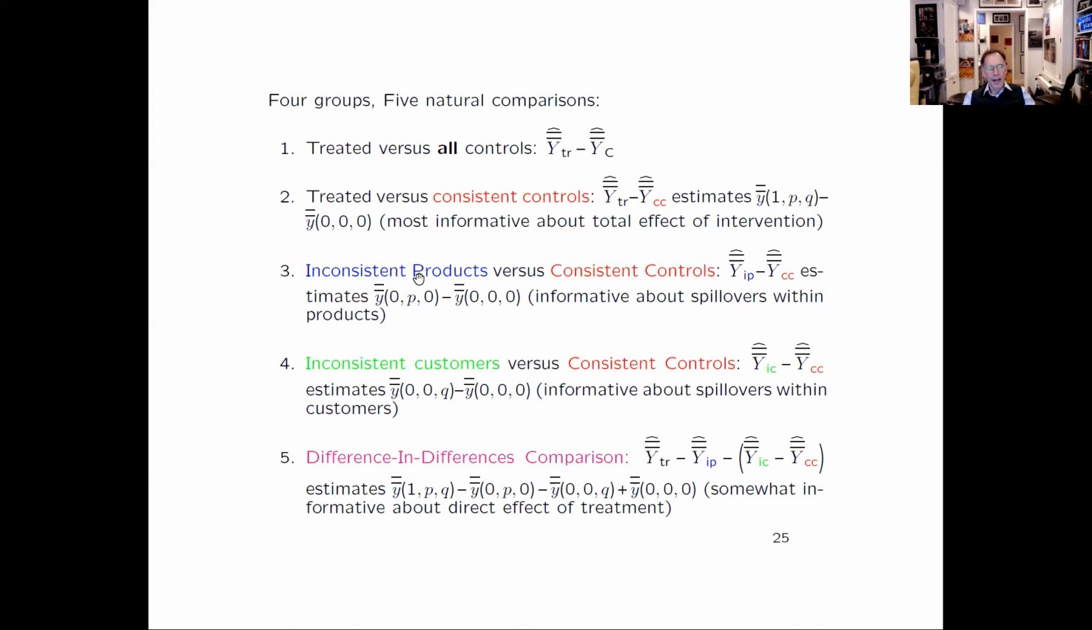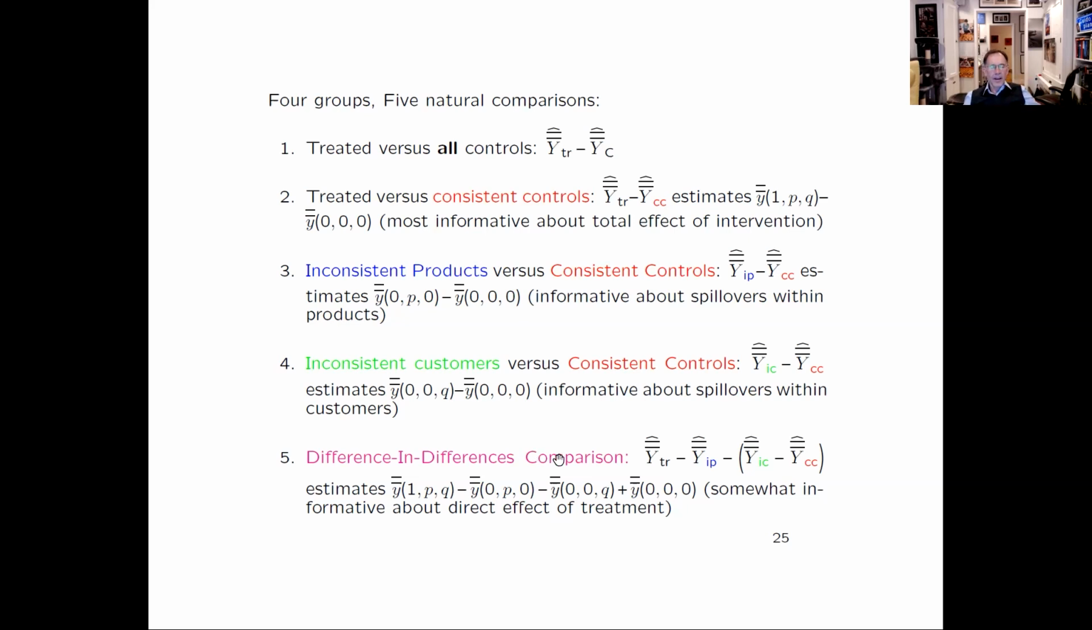And if P and Q are relatively large, that's informative about the total effect of the intervention. We can also compare the average outcome for the inconsistent product pairs to the consistent controls. And that's telling us something directly about spillovers within products. Exactly what it's telling us depends on the value of P, of how many of the customers are assigned to the treatment, but it is telling us something directly about the spillovers within products. Comparing the inconsistent customers versus the consistent controls tells us something about the spillovers within customers.